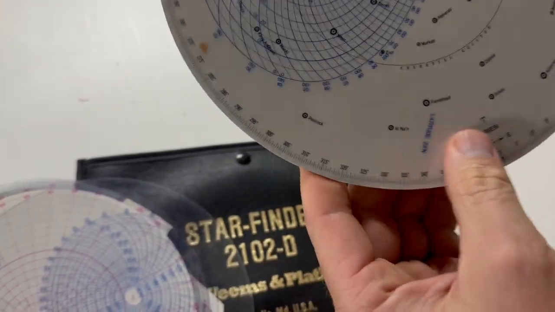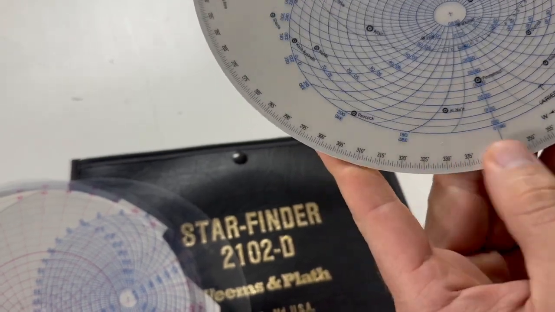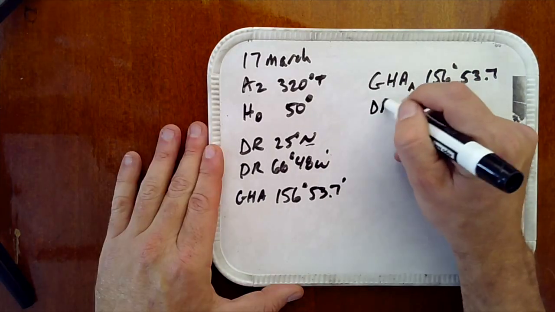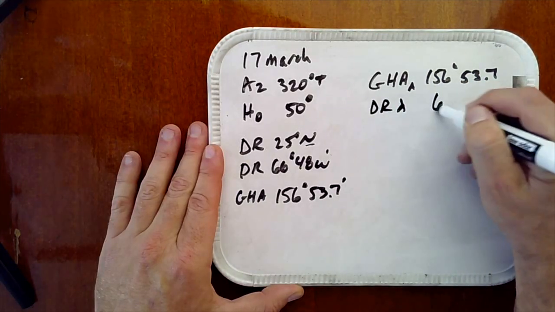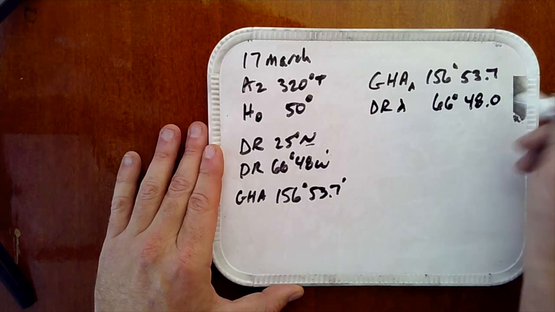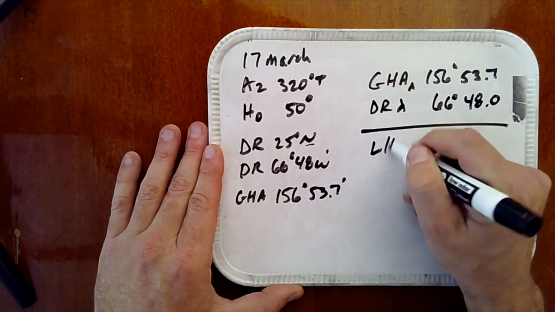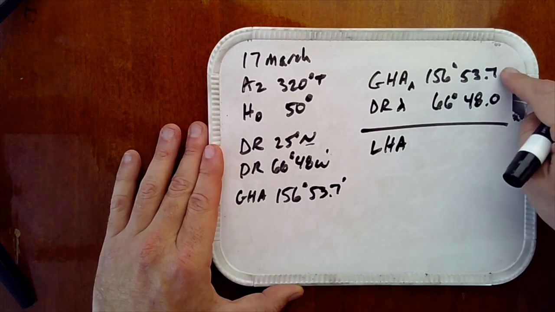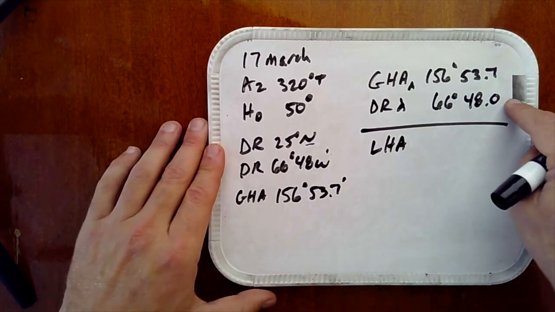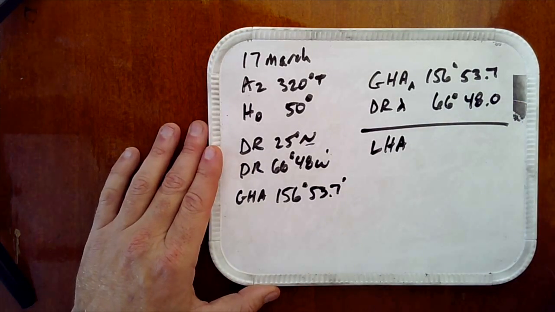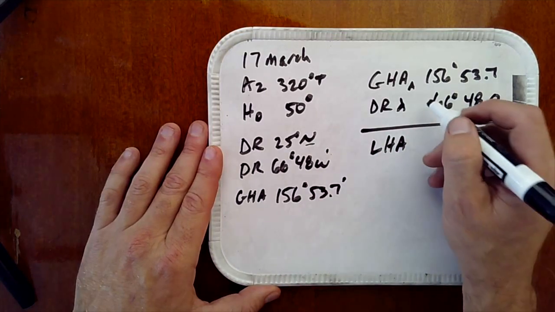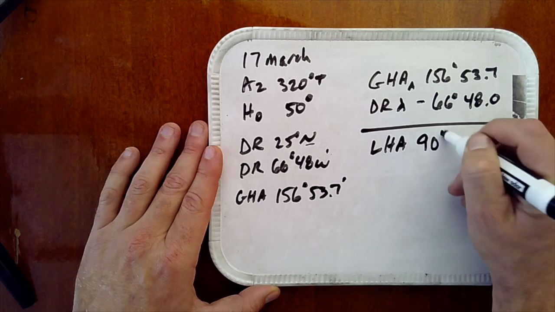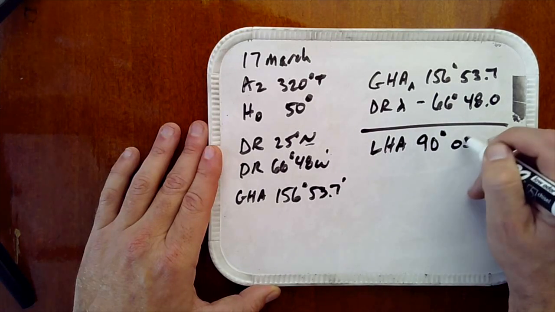You just take the GHA of Aries, which we said was 156 degrees 53.7, and our DR longitude is 66 degrees 48.0. The LHA of Aries is just going to be this subtracting this. So 156 53.7 minus 66 48, because we're in the Western Hemisphere. If we were in the Eastern Hemisphere, we would be adding those two together. So the LHA of Aries, if we do this math, comes out to be 90 degrees 05.7.